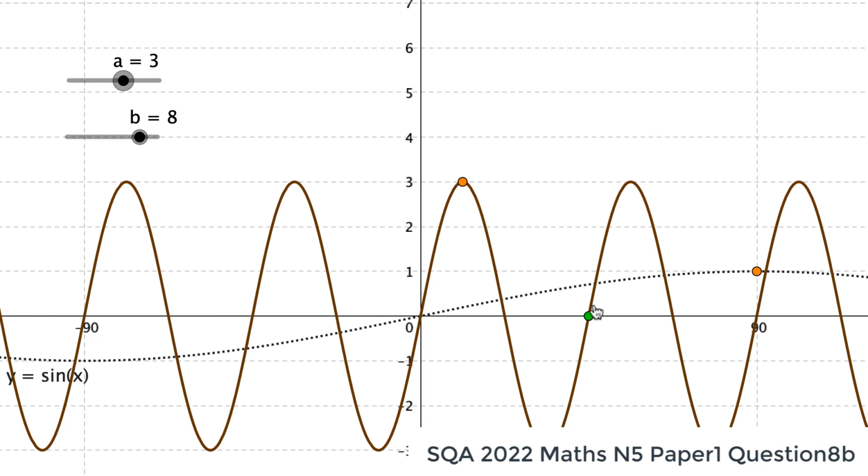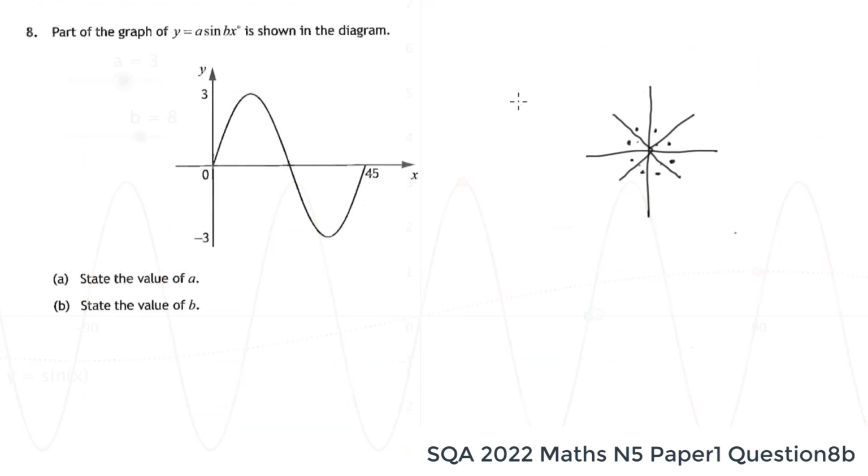So let's go back to the question finally, and we can finally say therefore that the value of A is 3, that's the amplitude, and this graph is 3, and the value of B is 8, since it's a sine graph that'll have 8 cycles between 0 and 360. Got a period of 45 degrees. It's an eighth of 360 degrees.